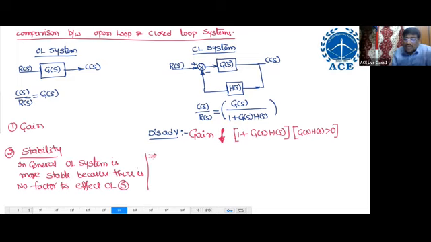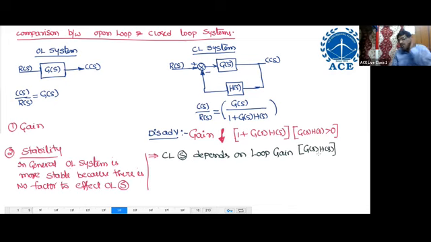When you come to the closed loop system, the closed loop stability depends on loop gain. Loop gain means what? Just now I told you: G of S, H of S. The closed loop stability depends on the loop gain G of S H of S.